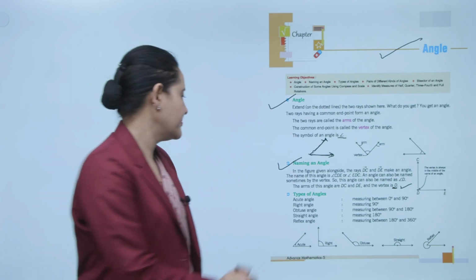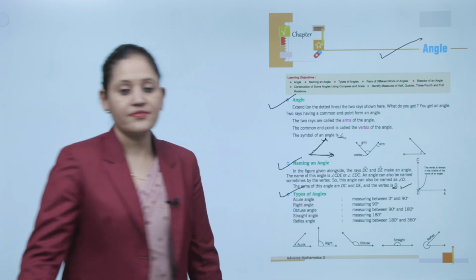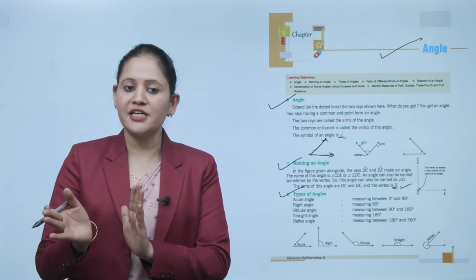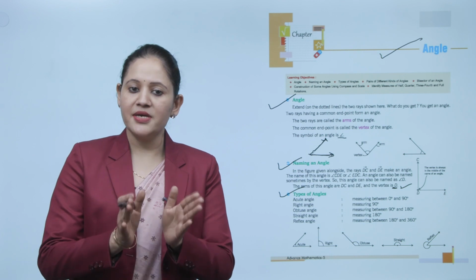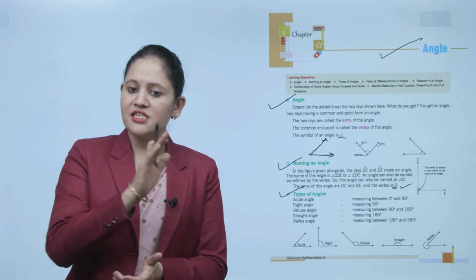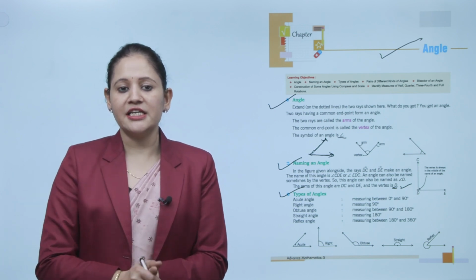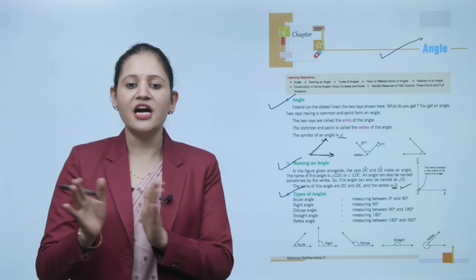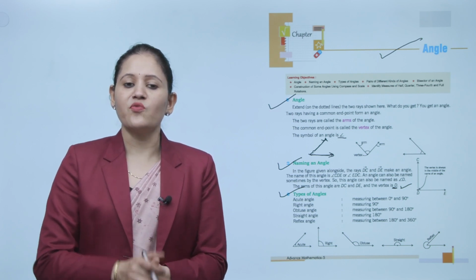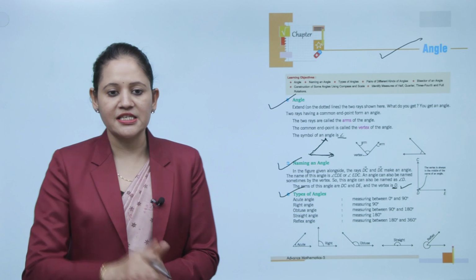Next, types of angle. First is acute angle. Acute angle measures between 0 to 90 degree. Right angle measures 90 degree. Obtuse angle, angle which measures between 90 to 180 degree. Straight angle measures 180 degree. That is called straight angle. Reflex angle measures between 180 to 360 degree.